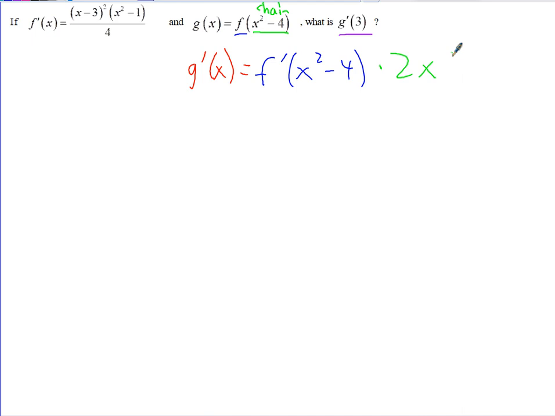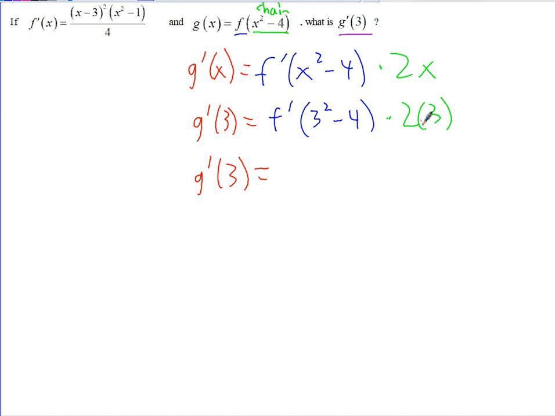And then we're asked to find g prime of 3. So you can substitute 3 in there, because that's what we're trying to find, right? So it'd be f prime of 3 squared over 4 times 4x. So g prime of 3 equals, well, we can pull the 6 out front, times 3, and then we get f prime of 9 minus 4, which is 5. So that's g prime of 3.